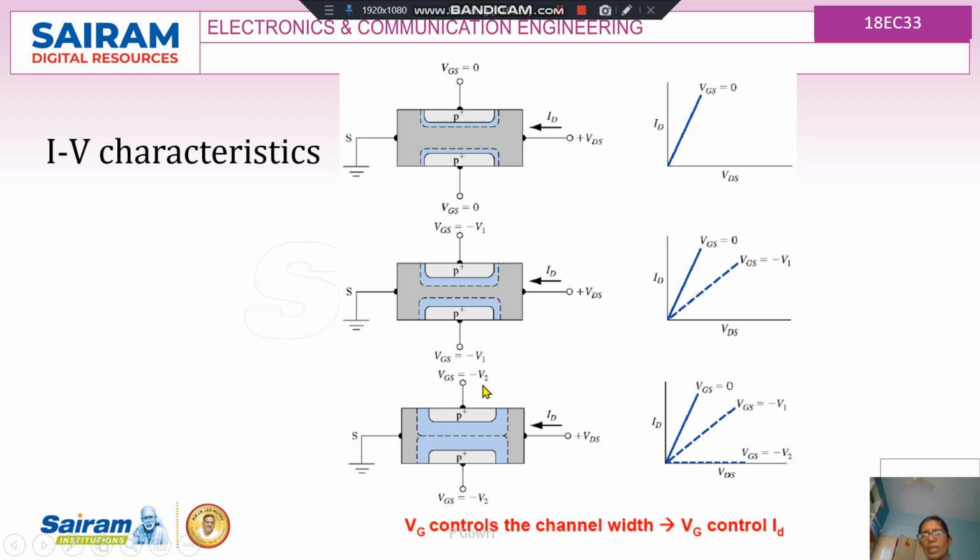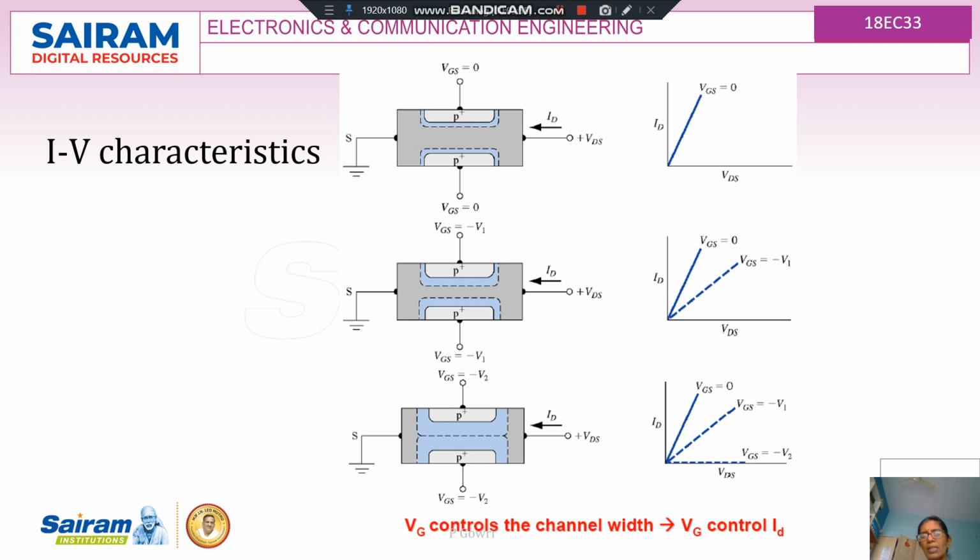Still, when I increase my negative voltage, that is, VGS equal to minus V2, where V2 is greater than V1, it gets more reverse biased, the depletion region increases, and the channel width is reduced further. At one point both depletion regions may touch together, and that point is called the pinch off point. When VGS is equal to minus V2, the channel is almost closed, and hence the current through the device will be 0. The dotted line along the x-axis shows that the output current is 0.